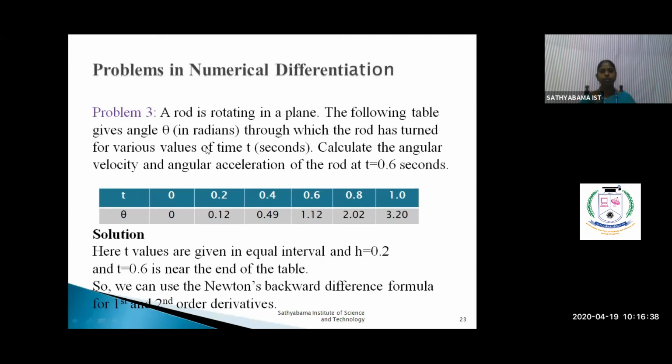So again you read that theta is given and t is given in seconds. The question is to calculate the angular velocity and angular acceleration of the rod at t equal to 0.6. So time t and the angle theta in radians are given. I want to find the velocity and acceleration. Velocity means what I told you, dy by dx. But here the variables are t and theta.